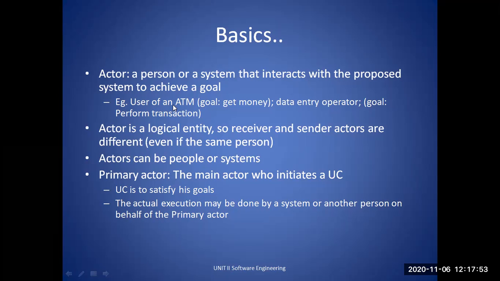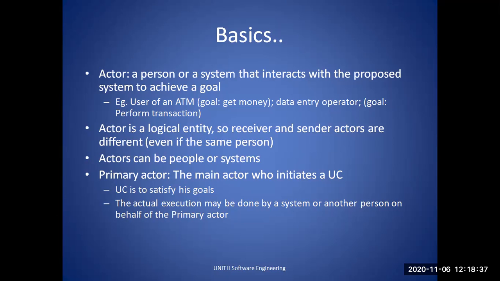So for example, a user of an ATM is an actor. The user of an ATM is nothing but the people, who are also called actors because we are able to use the ATM. ATM is one kind of system which can be used by a person. Maybe they are called users. The goal of the ATM user is to get the money. Let us say there is one more example here, a data entry operator. The goal of the data entry operator is to perform some transactions. So these are some of the examples of actors.